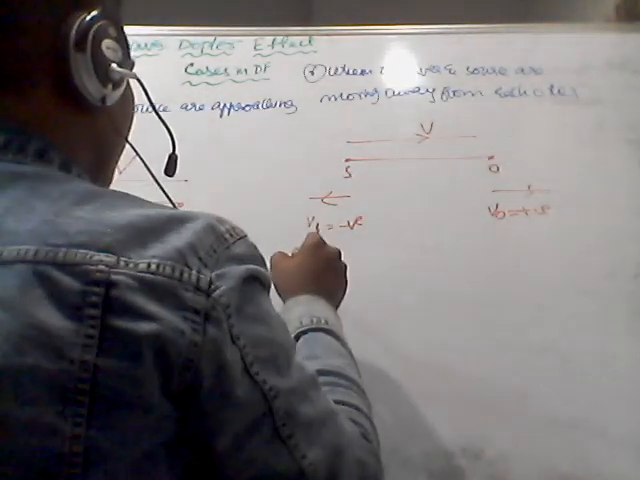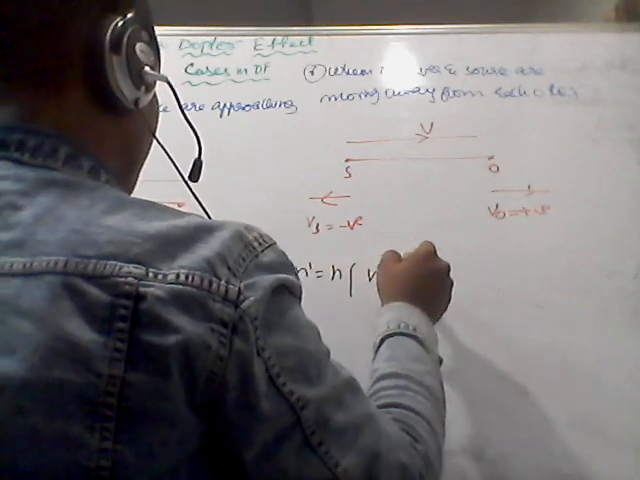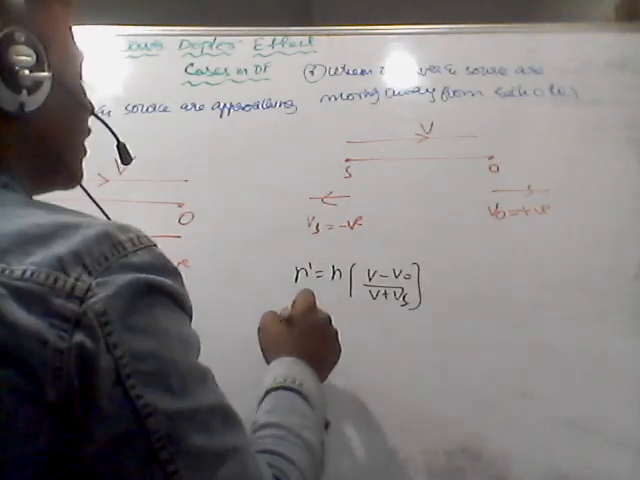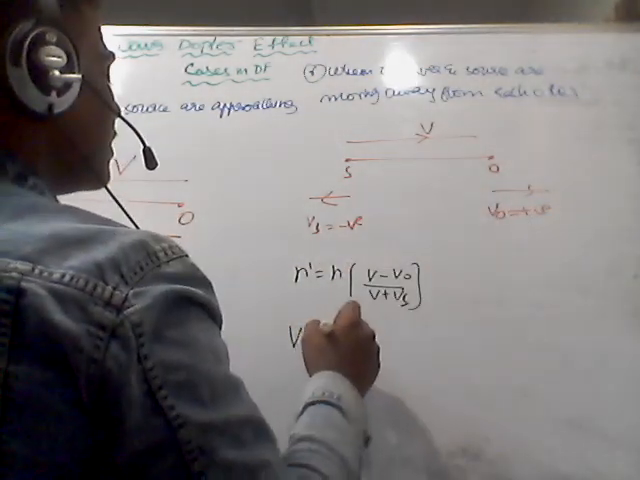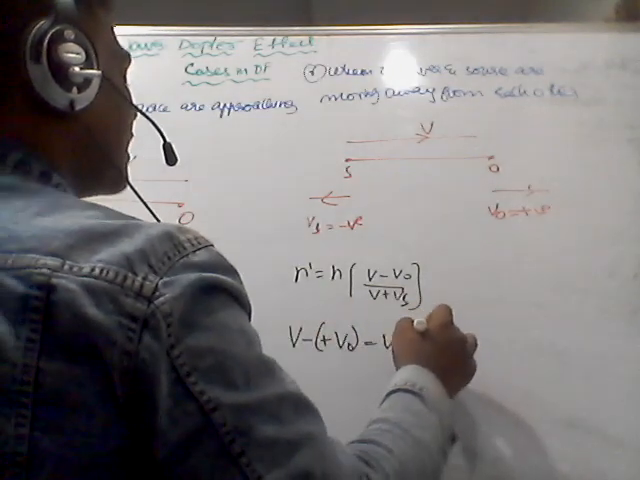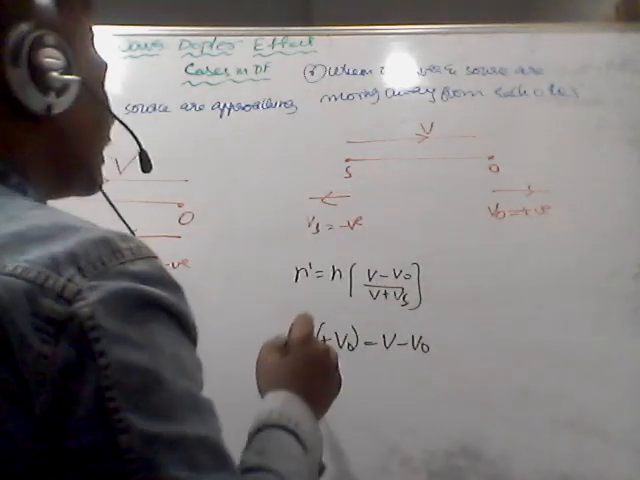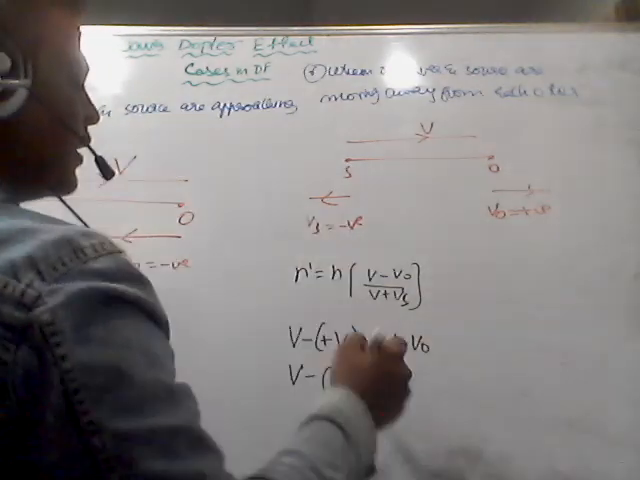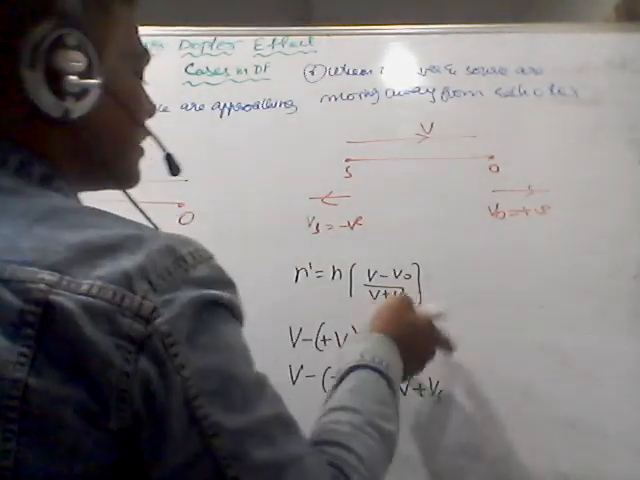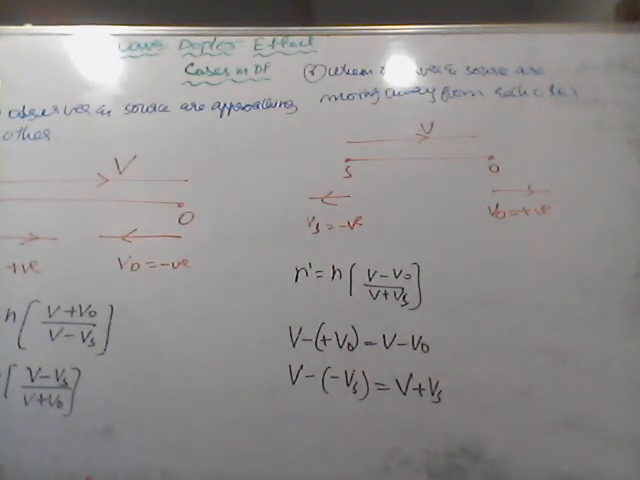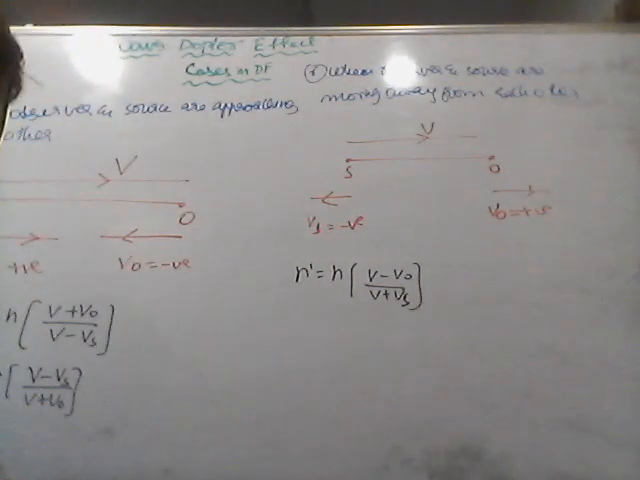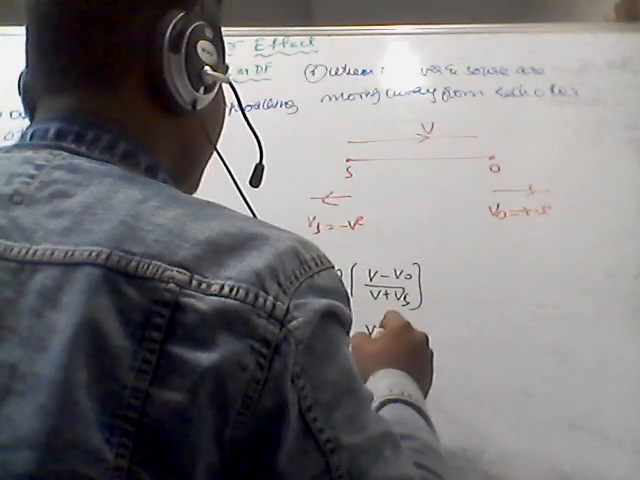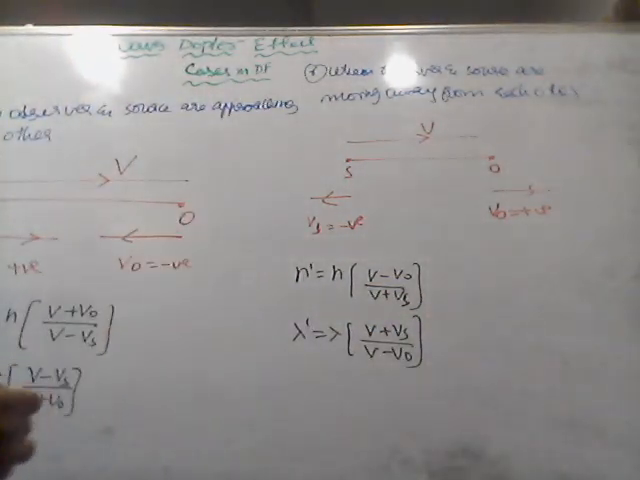Now coming to here. N dash is equal to N into (V minus Vo) by (V plus Vs). Can I say this will be the formula? How? V minus Vo. Vo is positive, so V minus of plus Vo will give me V minus Vo only. And here Vs is negative. V minus Vs. Sorry. V minus of minus Vs, minus, which will give me again V plus Vs. That's it. Okay. So this is the formula for the frequency. Now coming to the wavelength. Lambda dash is equal to lambda into (V plus Vs) by (V minus Vo). This is for the wavelength.